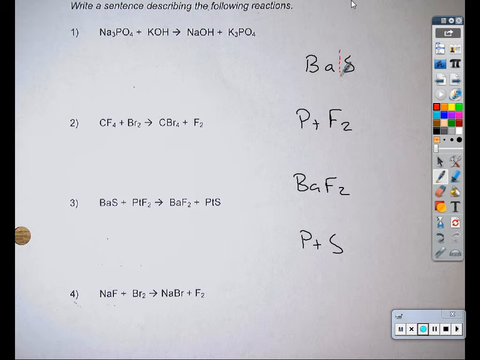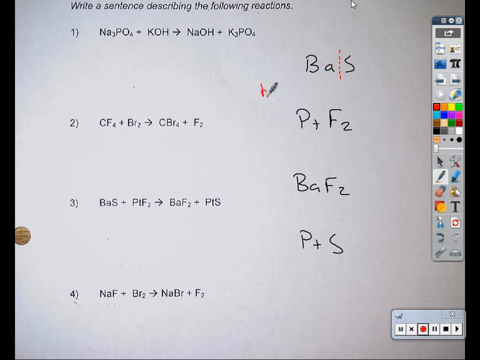Two capital letters, so we split it. We look up the Ba on our periodic table to see if it's a metal or non-metal. If it's a metal, we're dealing with an ionic compound. If it's a non-metal, we're dealing with a covalent. Ba is barium. It's in group 2A. It's to the left of the metalloids, so it is a metal. So this is ionic. No prefixes this time. We just name the two parts.